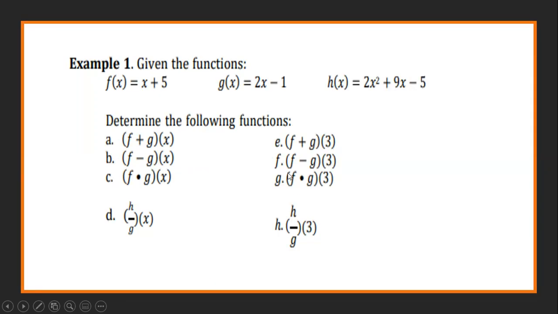Pagdating sa composite functions, the process of obtaining a composite function is called function composition. Discuss natin later. So, example, given these functions: f of x is x plus 5, g of x is 2x minus 1, h of x is 2x squared plus 9x minus 5. So, di ba, we have f of x, g of x, and h of x. So, ang hahanapin letter A, f plus g of x.